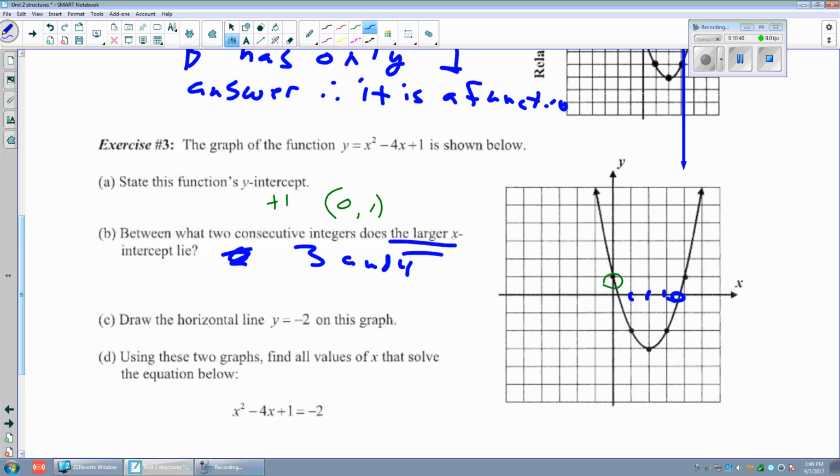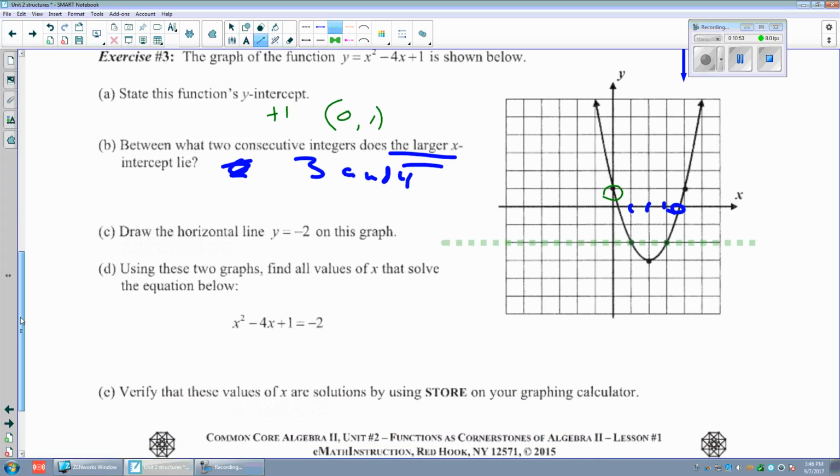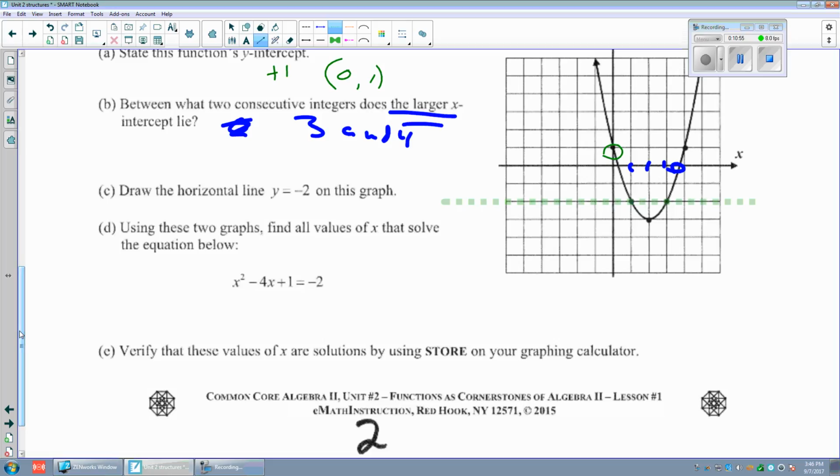Draw a horizontal line at x equals -2. Horizontal line. Using these two graphs, the horizontal line that I just drew and the parabola, find all values to solve the equation below. Oh, see? Y equals -2. There it is, and there it is. X is 1, and x is 4. X equals 1, and x equals 4.